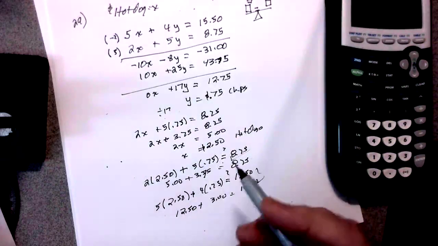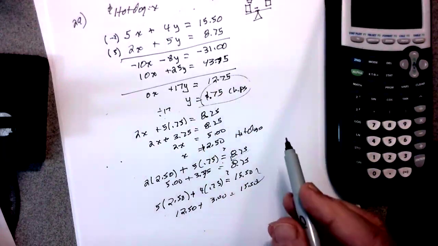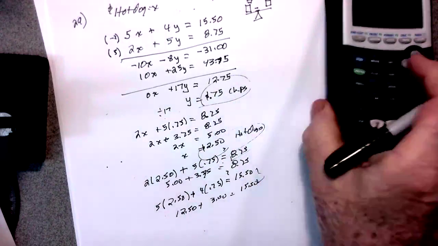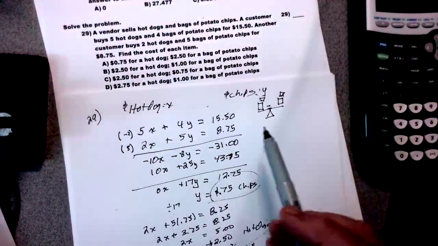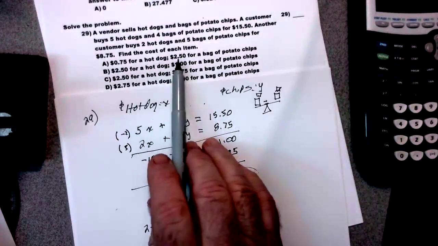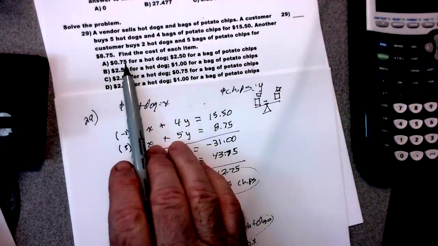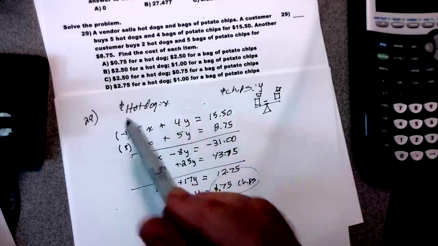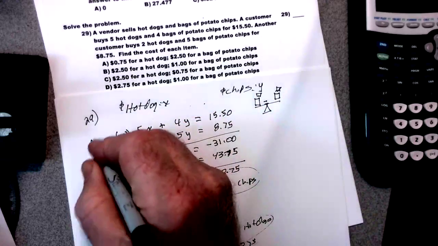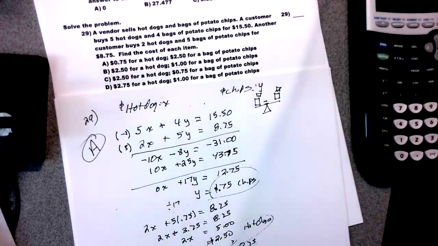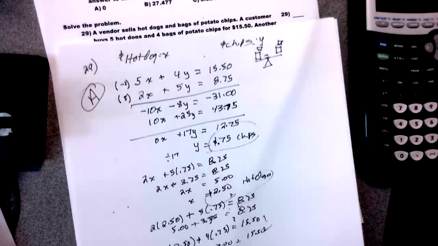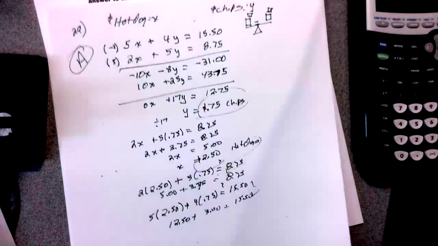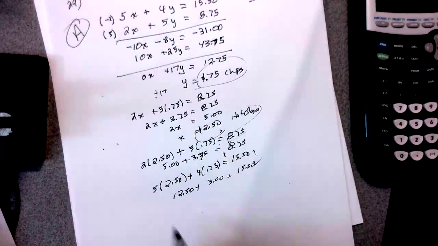So the answer is 75 cents for a bag of chips, $2.50 for a hot dog. All right, which answer is that? 75 cents. Okay, so the answer to this one is A. Now, you might have thought to yourself, there's probably more than one way to work this problem, and there is. And let's just think of another way that we could work it if we wanted to.